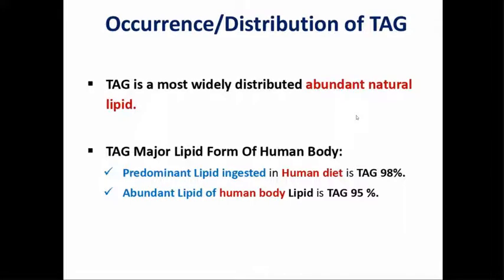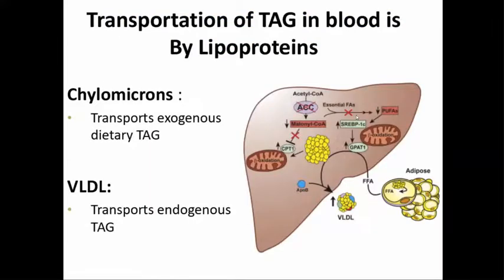And when we intake foods which are rich in lipids, the most common form of lipid is triacylglycerol, and that is why it is the predominant lipid when we eat foods which are rich in lipids. How is triacylglycerol transported in our body? Through the help of lipoproteins.